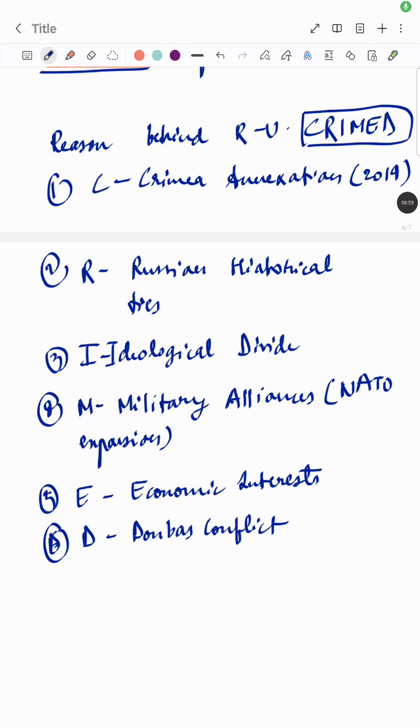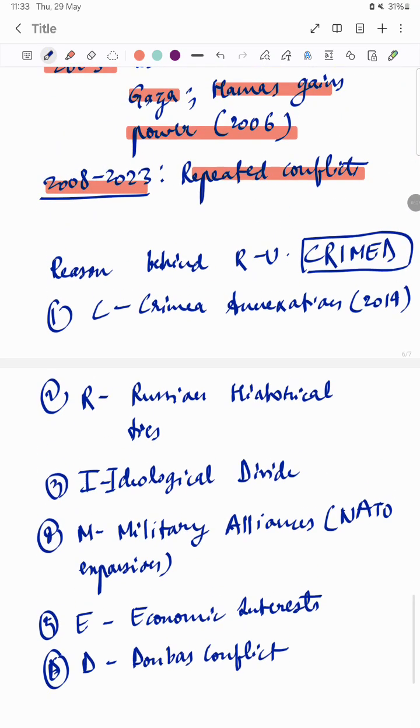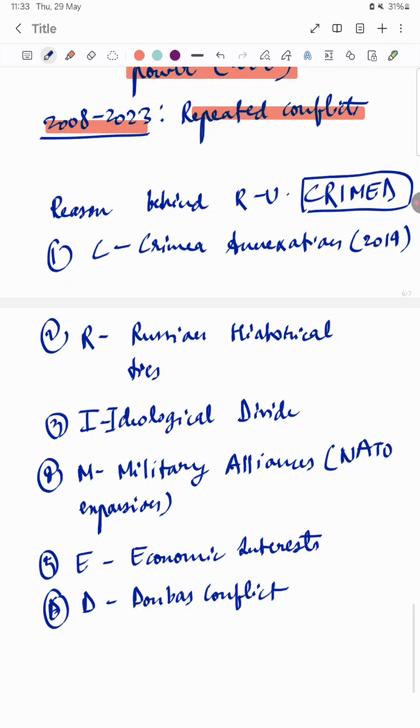The reason behind the Russia-Ukraine war, that is CRIMED. C stands for Crimea annexation of 2014. Russia's annexation of Crimea marked a major escalation driven by strategic control and historical claims. Second, R, Russian historical ties. Ukraine's history as part of the USSR and Russia's perception of it as within its sphere of influence.